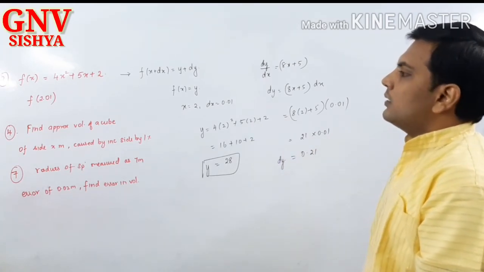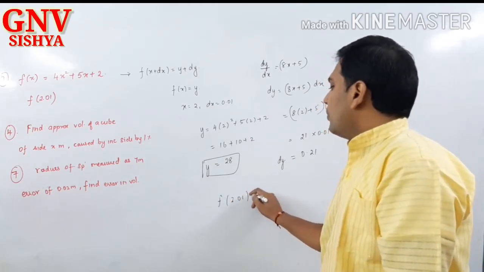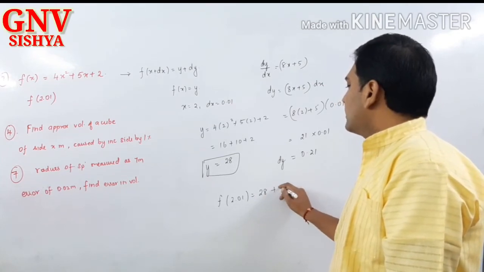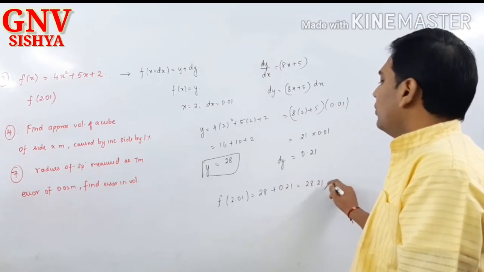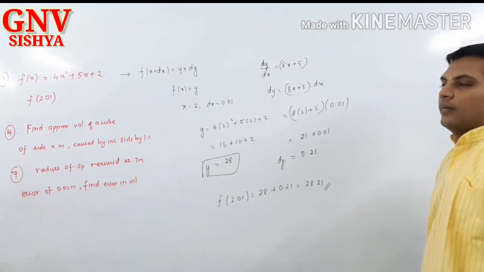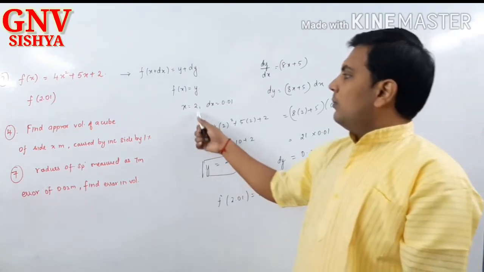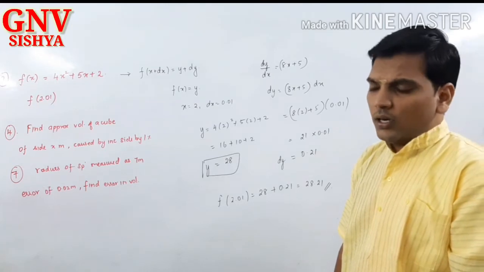Now f of x plus dx will be equal to y plus dy. So f of 2.01 is equal to 28 plus 0.21, so my total answer will be 28.21. Can you understand? Consider f of x as y, where x will be equal to a number and dx will be equal to 0.01. That's all. Can you understand the logic? Yes.